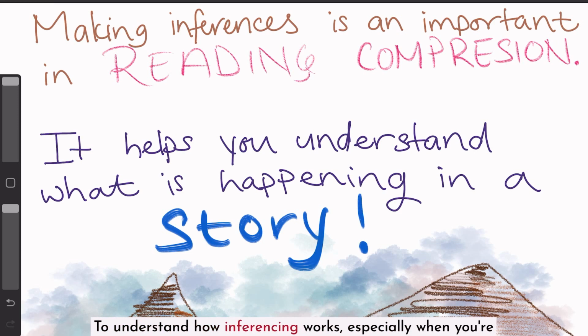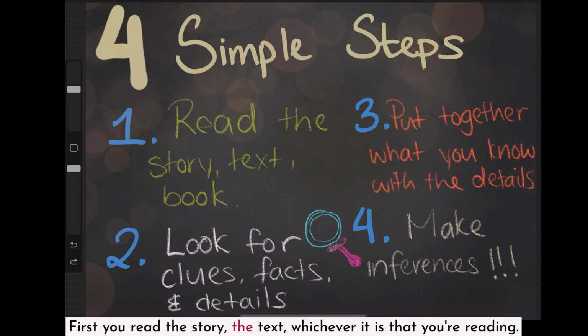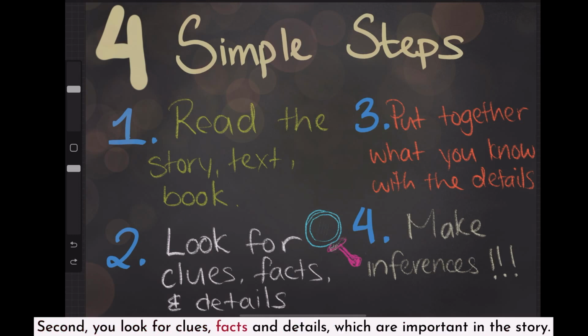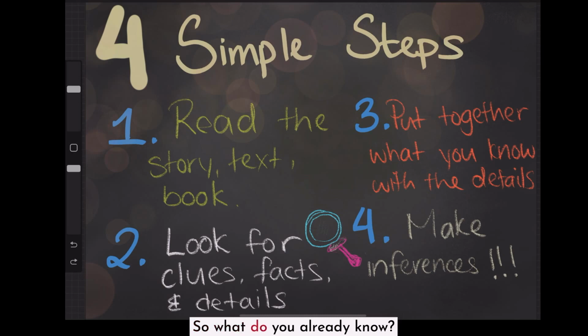To understand how inferencing works, especially when you're reading a story, you can do this in 4 very easy steps. There are 4 simple steps to inference when you're reading. First, you read the story, the text, whichever it is that you're reading. Second, you look for clues, facts, and details which are important in the story. Number 3, you put them both together with what you know. So what do you already know?